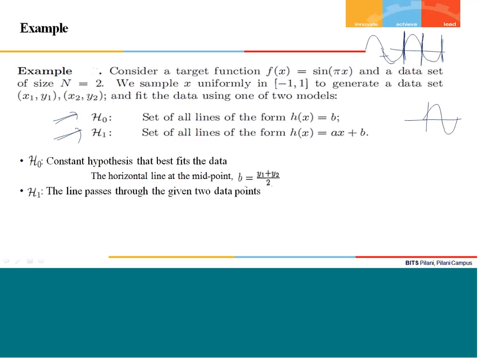h0 is a constant hypothesis. If I give you 2 points, then you just add those 2 points and divide by 2. For example, if I give you these two points and ask what is the best constant line you can fit for them, then this line will always go through the middle of these. So this is what h0 is, and h1 is the line that always passes through the 2 points. So there are two models. We are trying to fit these two models using only two data points, and those two data points are generated from the sine function.